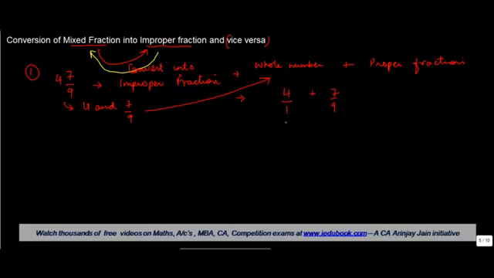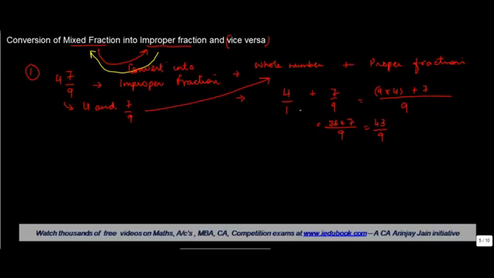Now if you add these two, what we can do is we can write 4 as 4/1 and 7/9. So what's the least common multiple of these two numbers? That is 9. Okay, 9 goes into 1 how many times? 9. And 9 into 4 plus 7, which is 36 plus 7 divided by 9 is equal to 43/9.